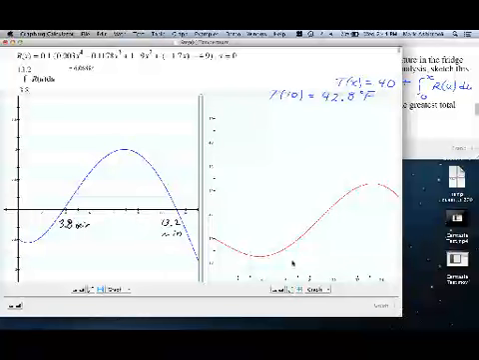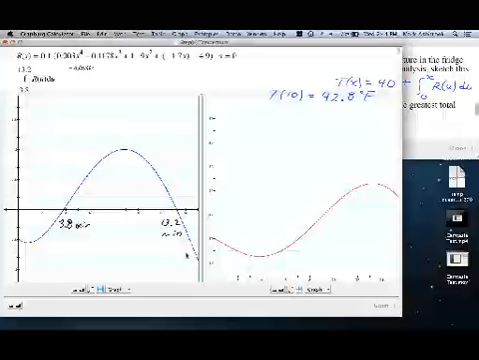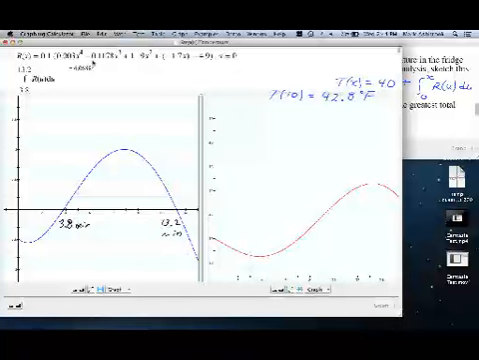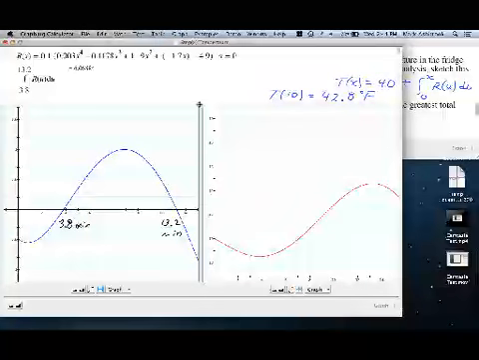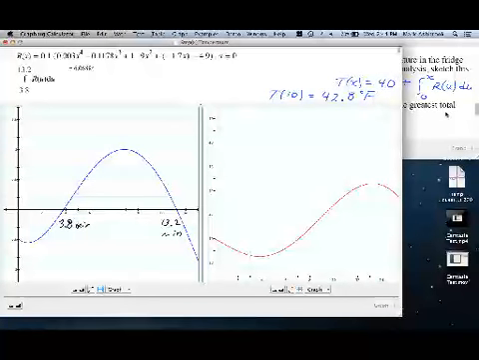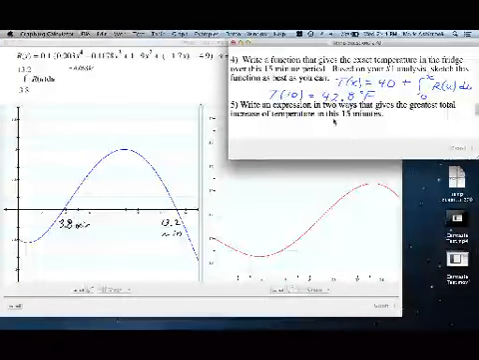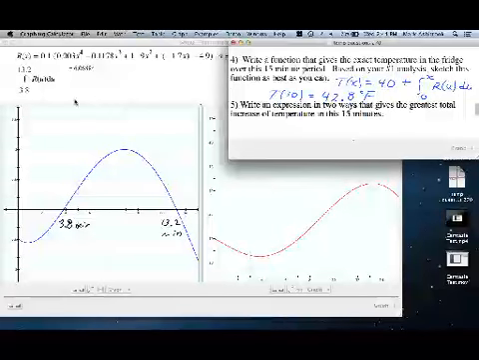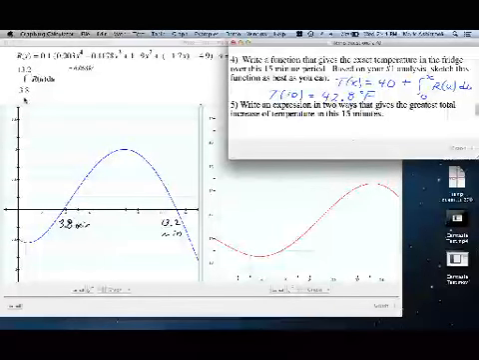So that's the value of that integral, and it's represented over here. That's an expression that gives the greatest total increase in temperature over the 15 minutes.